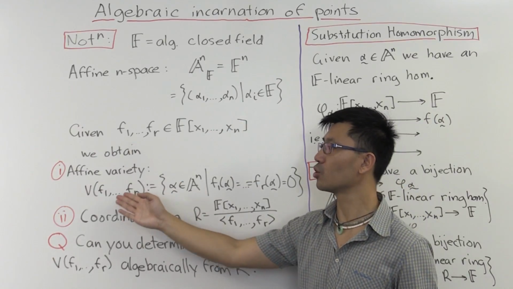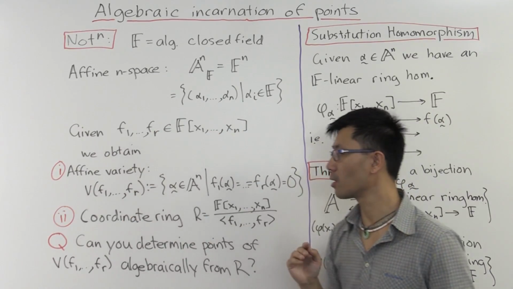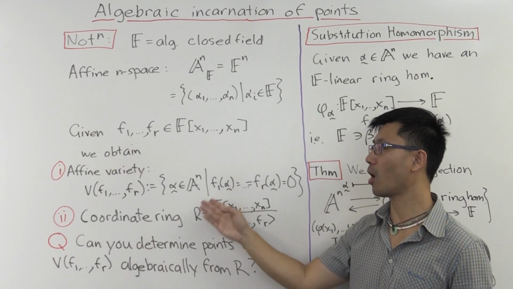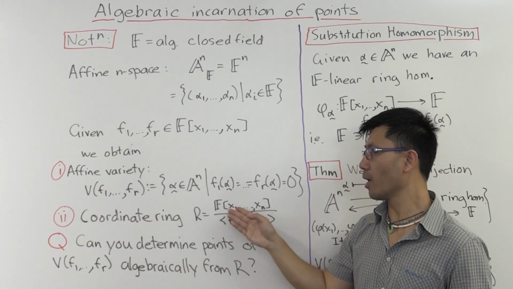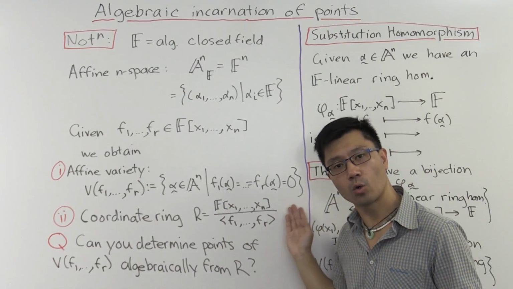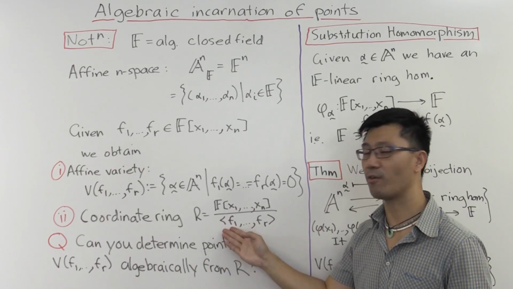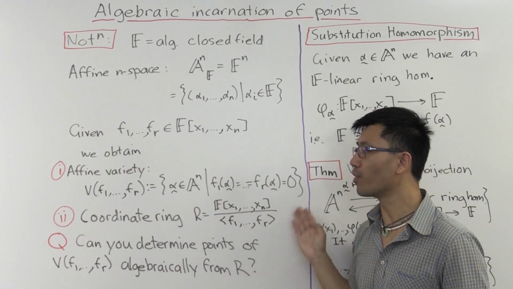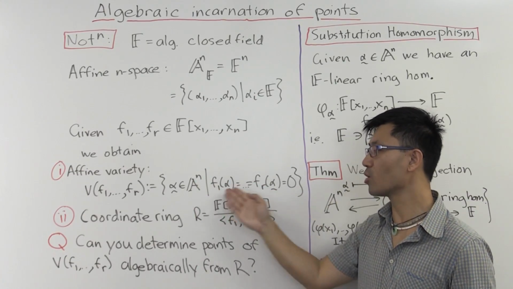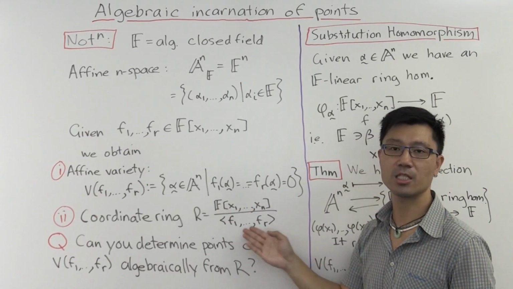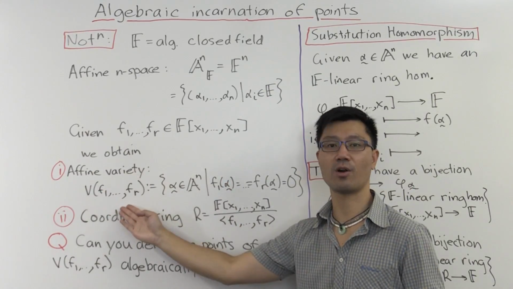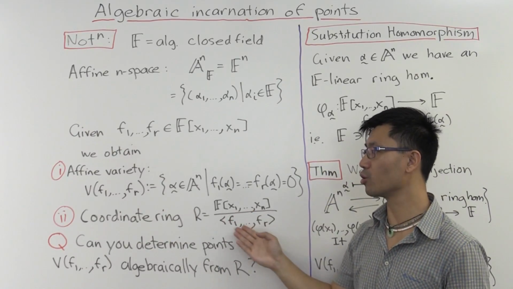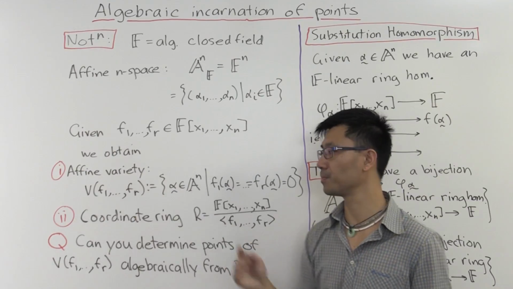Algebraically, we associate to these polynomials the following ring, which we call the coordinate ring. It's the polynomial ring F[x1, ..., xn], quotient out by the ideal generated by f1 up to fr. And the motivation for this, remember, is that one should think of elements inside here as being polynomial functions on this variety. You have to factor out these polynomials because when you restrict to this set here, they're 0.